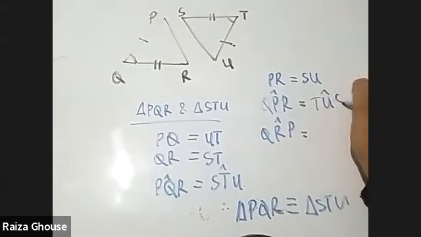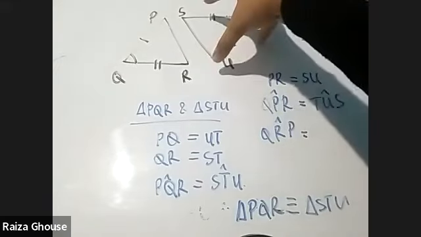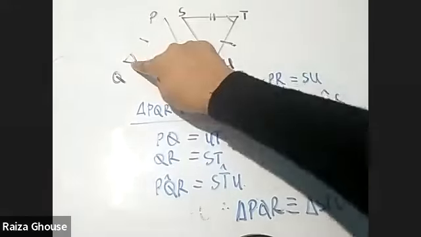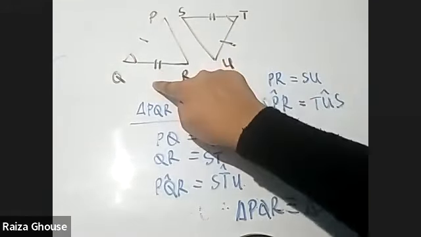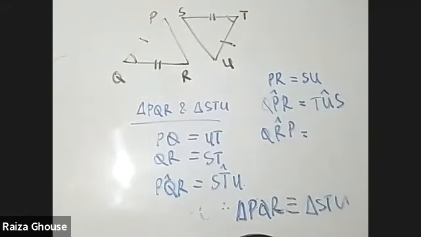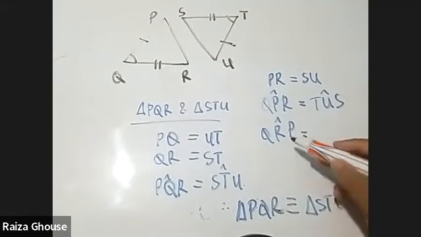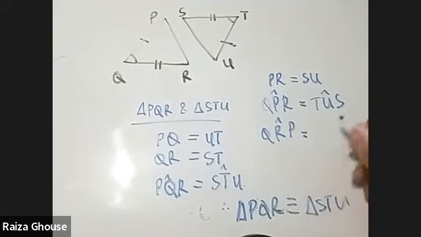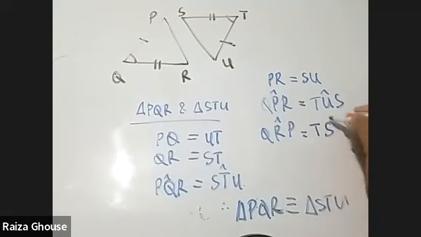Look at the figure carefully. Place it, coincide and see. If you coincide and see here, turn this one, coincide it and see this angle to this side coming to this side, then definitely this angle is coming to this side. You have to be very careful. So the remaining angle QRP is equal to which angle? TSU angle. This one you should write.